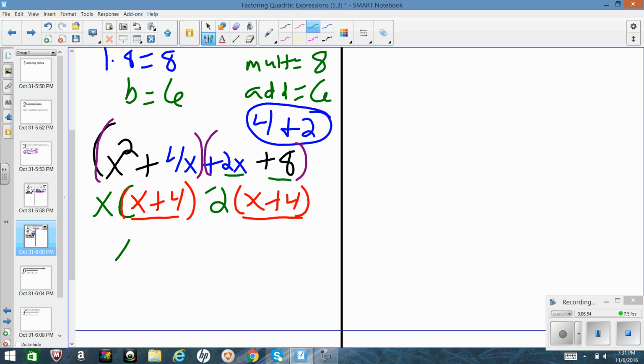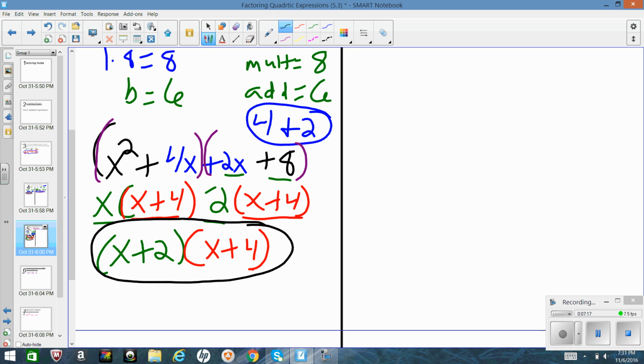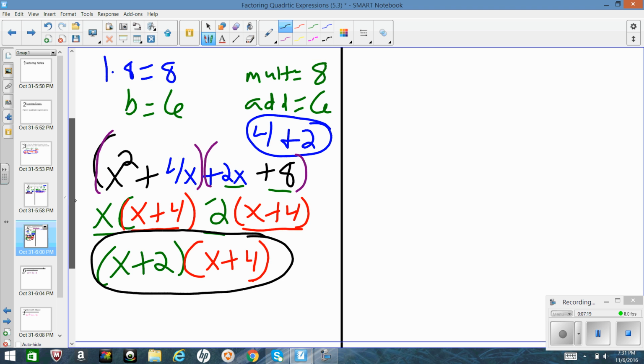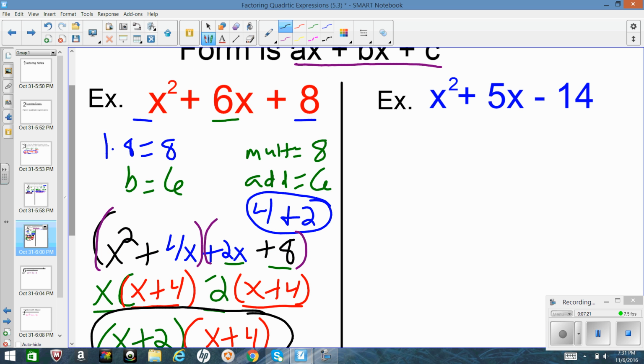So now I can write my final answer. The x and the 2, which is what I factored out, becomes one term, and the second term is what they had in common when you factored out, what was in parentheses, x plus 4. And there is your factored expression. So let's look at one more example.